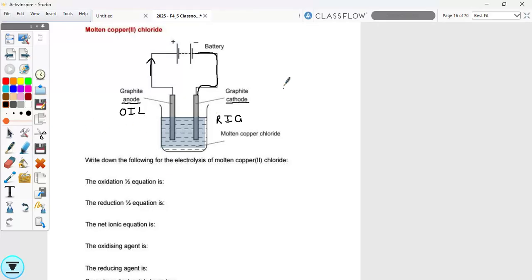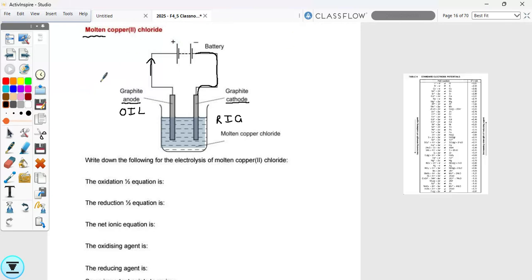So now again, because they say molten, we know we don't have to worry about water. We're just going to look at what we have. If we have copper 2 chloride, what are we actually going to look for in that table? Remember, you always have to split up your ionic substance into the two ions that you're going to look for. So what are we going to look for?